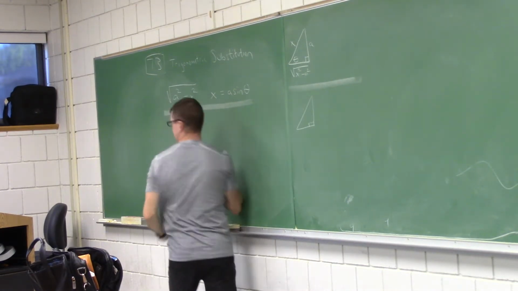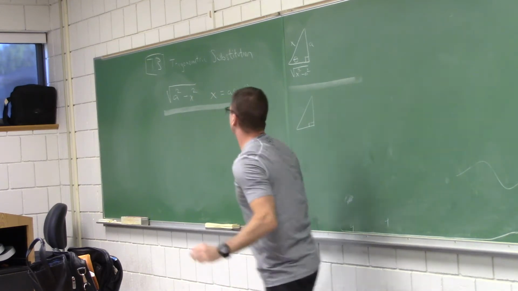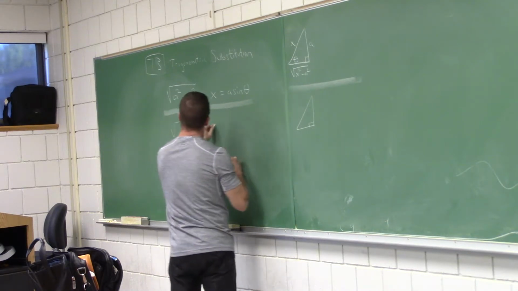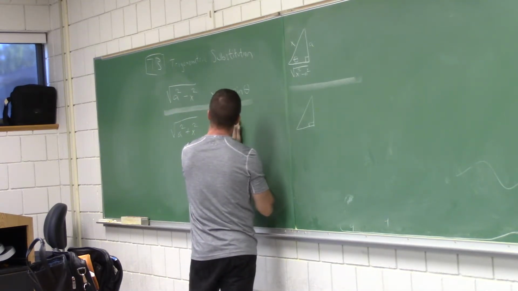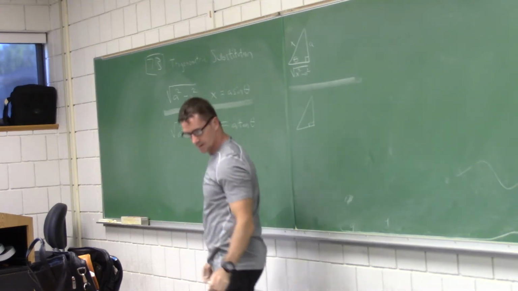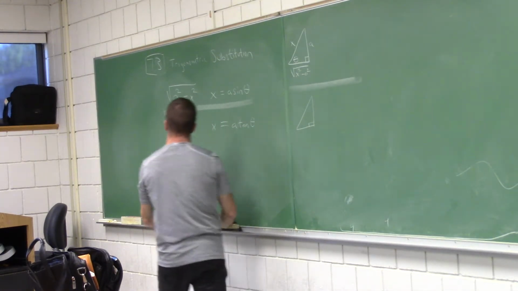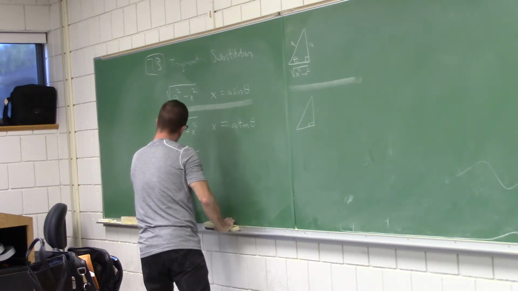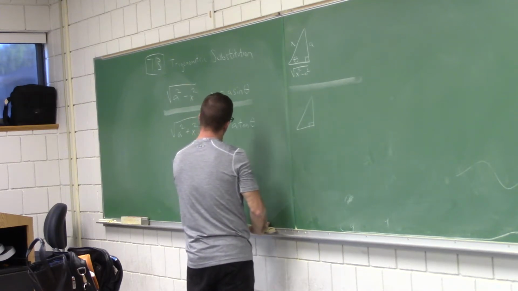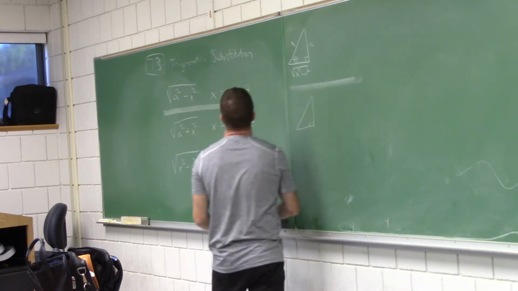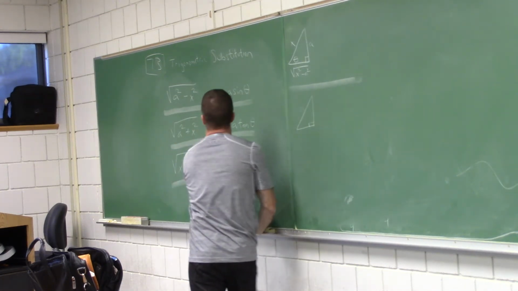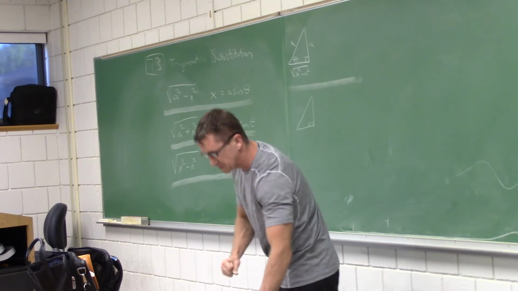If you have a scenario like the square root of a squared plus x squared, we'll let x equal a tangent theta. And finally, if you have the square root of x squared minus a squared, we'll let x equal a secant theta. I'll leave some room here. This table that I'm presenting is in the textbook on page 478.